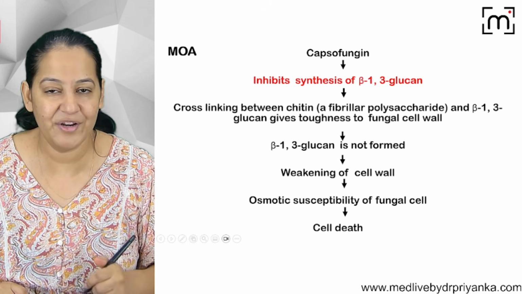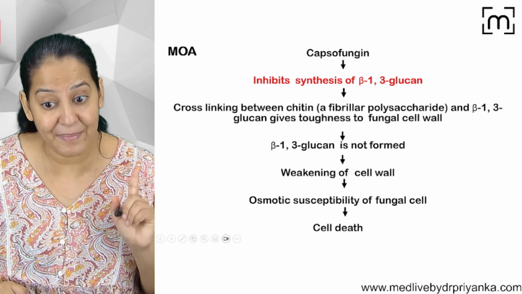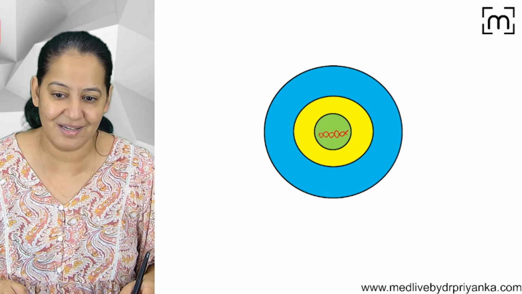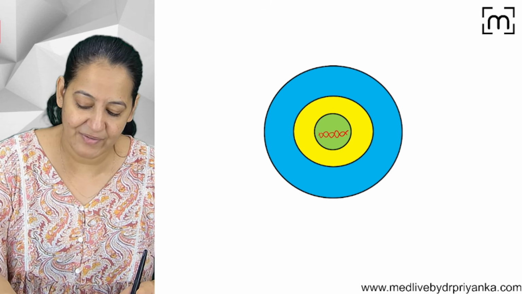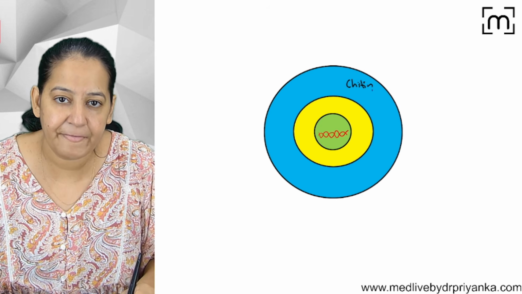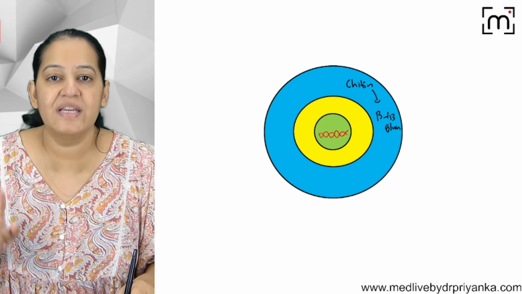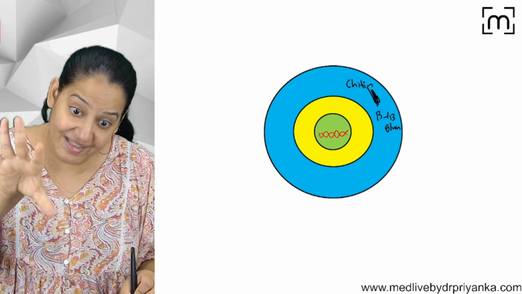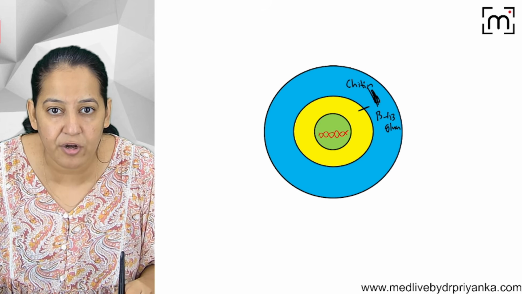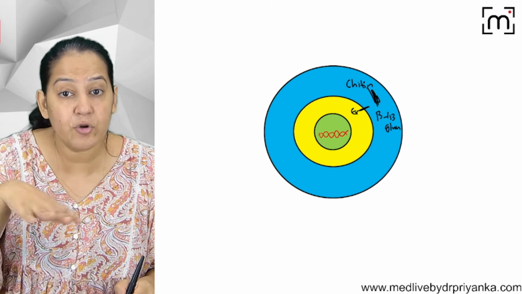What is the mechanism of action? You only tell me. Amphotericin B was acting on the cell membrane. Caspofungin acts on the cell wall, not on the cell membrane. Can you see the cell wall of this fungus? The cell wall is made up of 2 things: chitin and beta-1,3-glucan. These 2 things bind with each other and make the cell wall, not the cell membrane. The cell membrane contains ergosterol. That's a separate issue, but currently I'm talking about the cell wall.